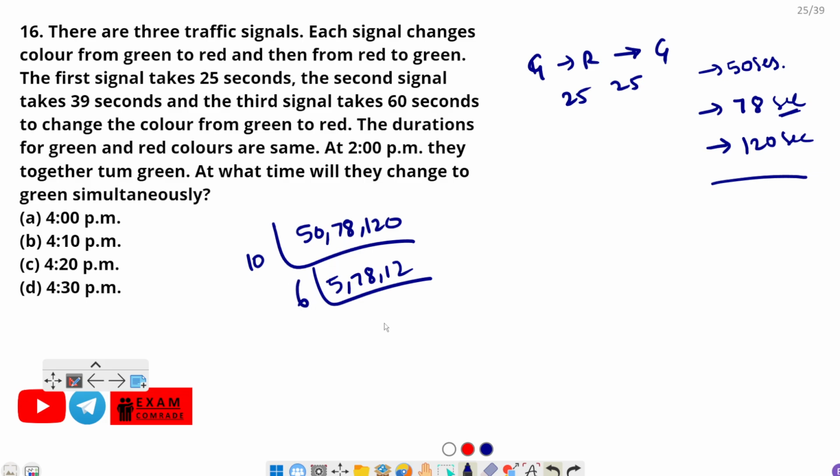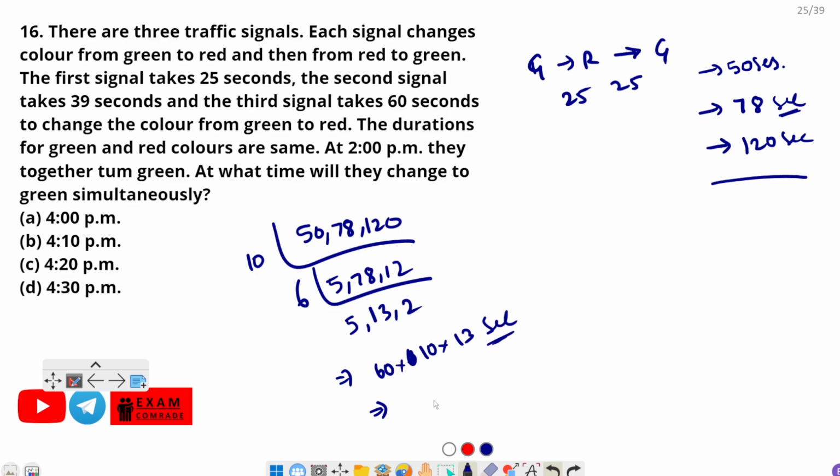Take 6 common. 6 1 is 6, 6 3 is 6 2 is 5 is. Okay, so the LCM is 60 into 10 into 13, that in seconds.